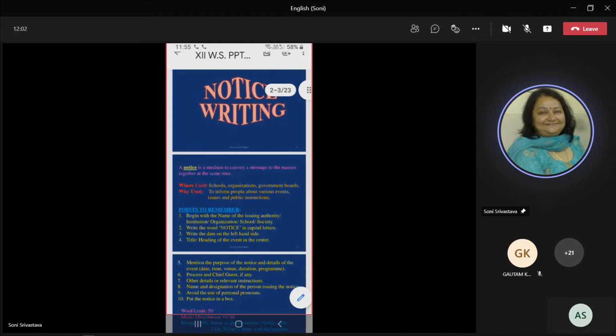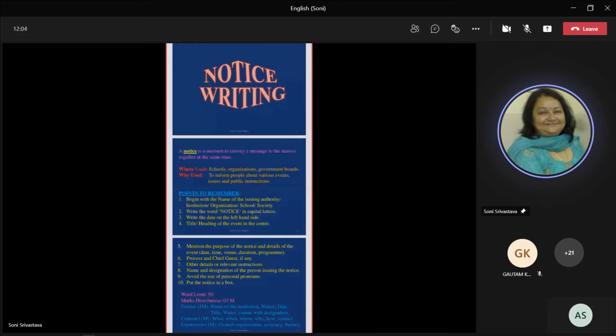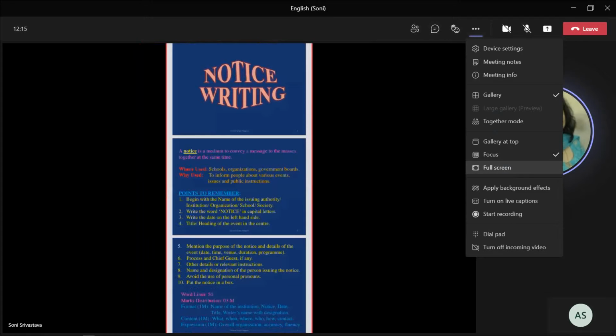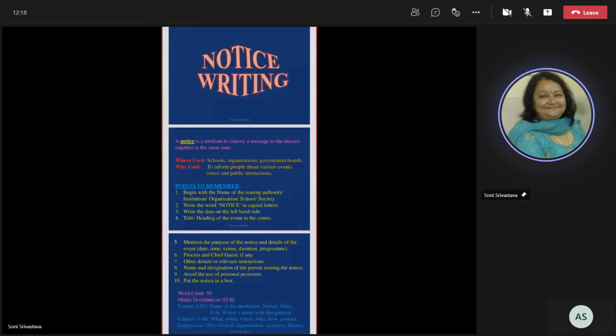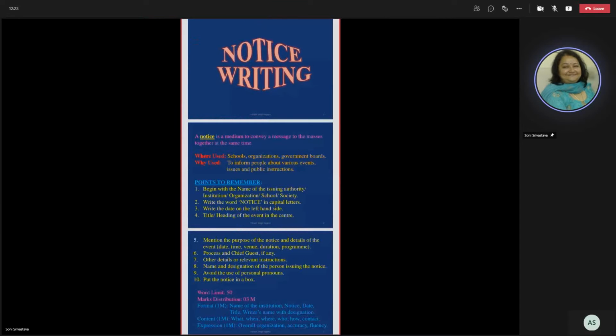Now coming to notice writing. A notice is a medium to convey a message to the masses together at the same time. What does it mean? It's like in your own school, when you were coming to the school physically, you would have noticed that after your assembly or when you come to school in the morning, on both sides of the walls you see those notice boards. Some are house boards, and the school gives you certain notices. Everything is displayed there. When you move up, you have a look, and it is for everyone.